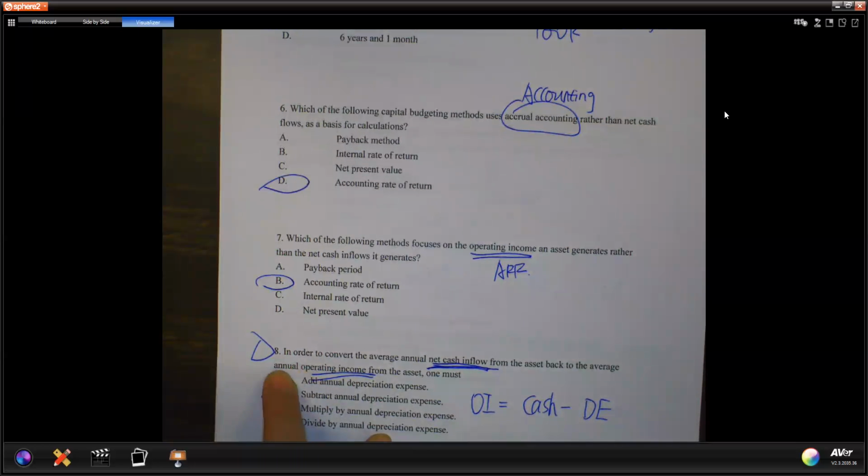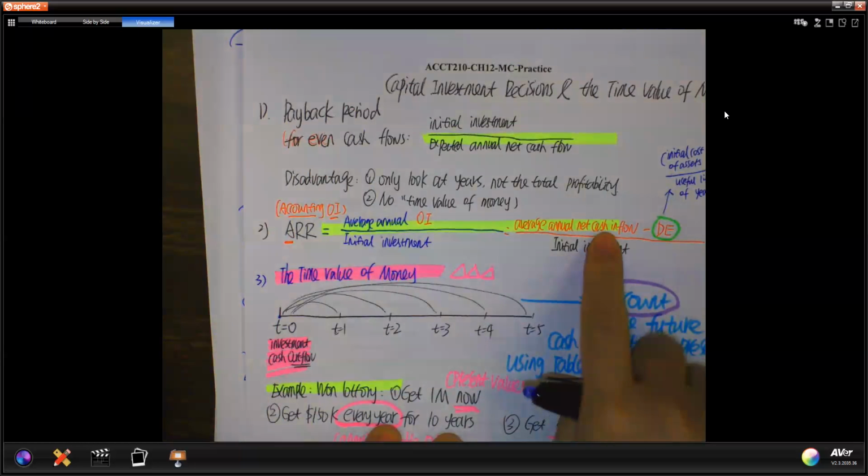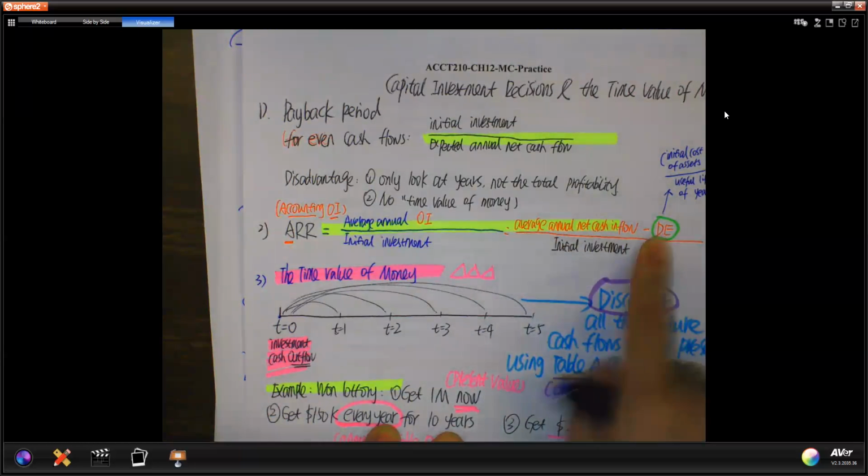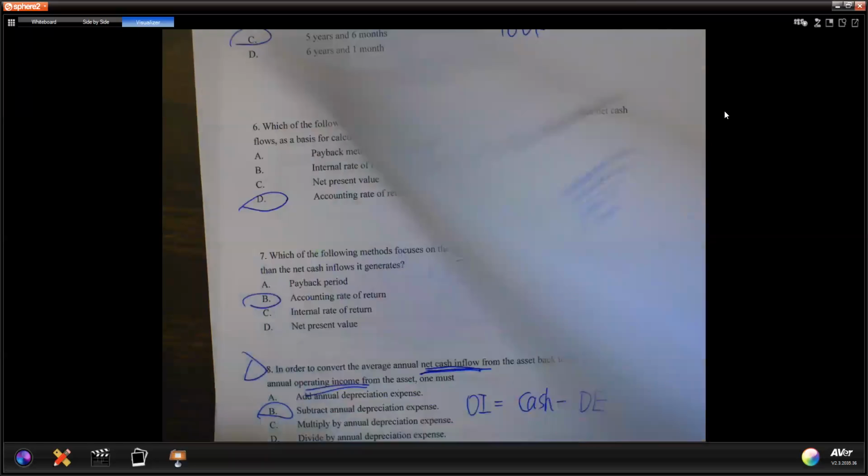Second, question 8, talking about converting your cash flow to income. We should deduct the depreciation expense. We should use cash minus depreciation expense to get our operating income.